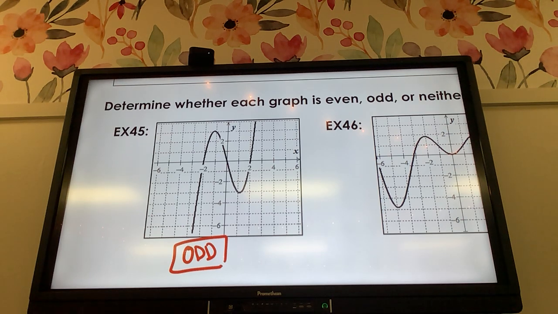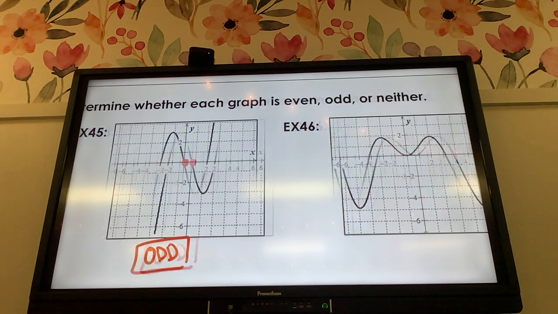Odd functions, not all the time, but most of the time, are going to go through the origin. If they don't go through the origin, when you rotate it, it's not going to be symmetrical. And I'll show you what I mean here in a second.